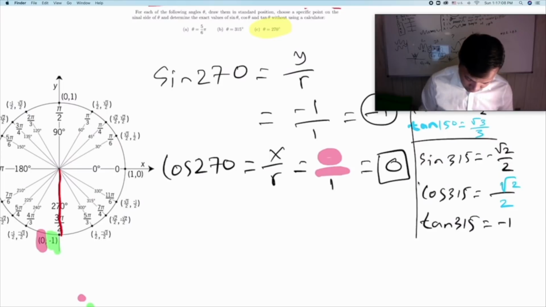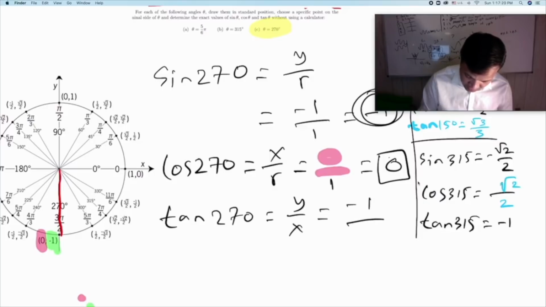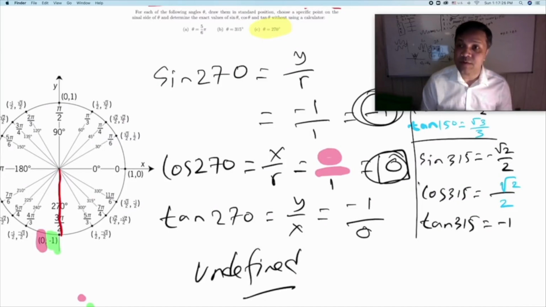Now tangent could be tricky. Tangent 270 is equal to y over x. So y is negative 1 and x is 0. Anything divided by 0 is undefined. So tangent 270 is undefined.